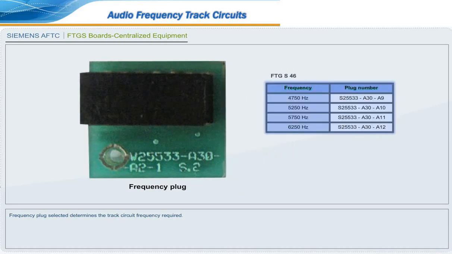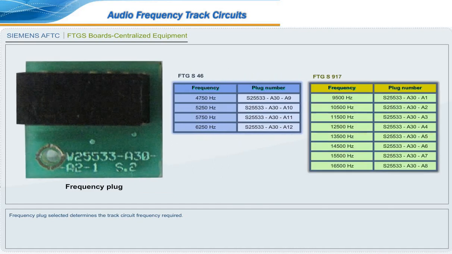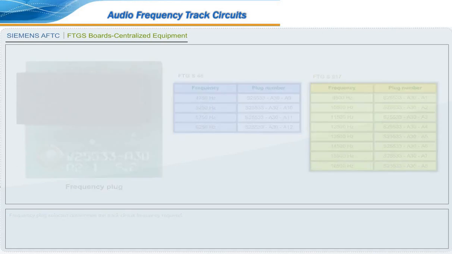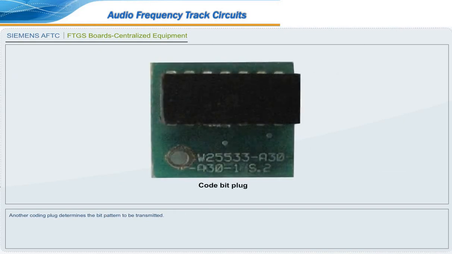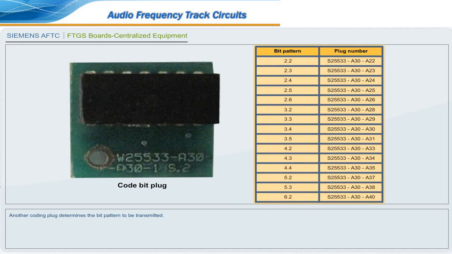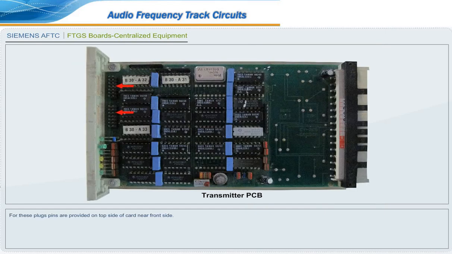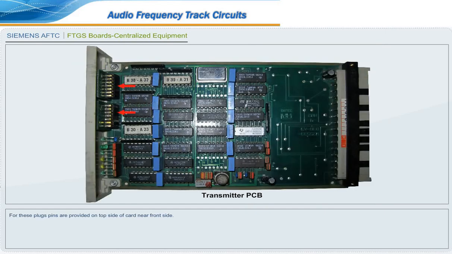In FTG S46, in FTG S917, another coding plug determines the bit pattern to be transmitted. Different bit pattern code plug numbers are as per this table. For these plugs, pins are provided on the top side of the card near the front side.